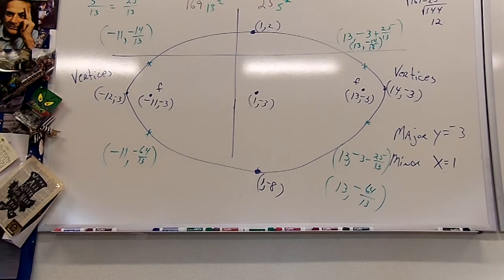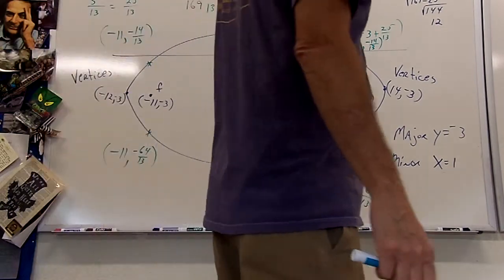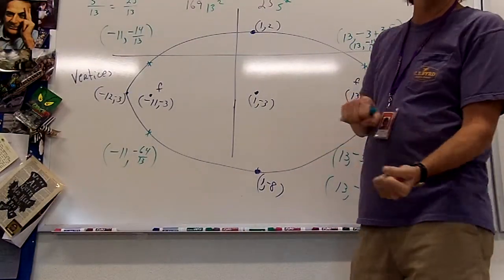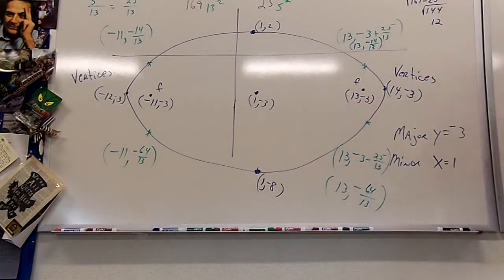Somebody says, well, when would you ever use vertices? You'll use those in a lot of things, because that's where it turns the most. That's where you get the greatest change in direction. Anytime you're looking for vertices, imagine driving your car around this and think, where would I have to turn the steering wheel the most? Greatest change in direction, vertices.